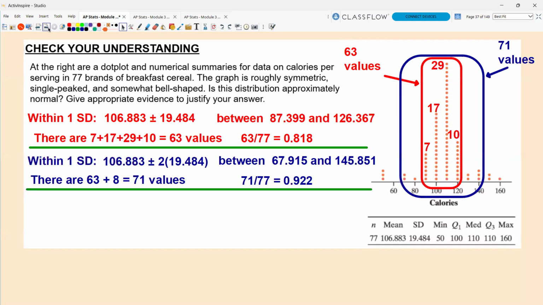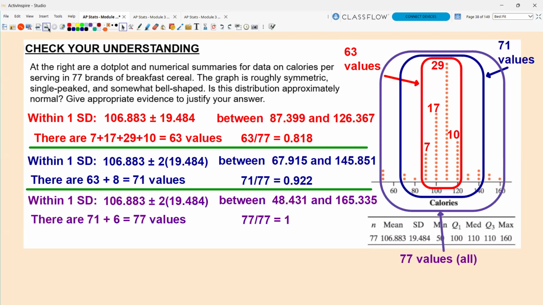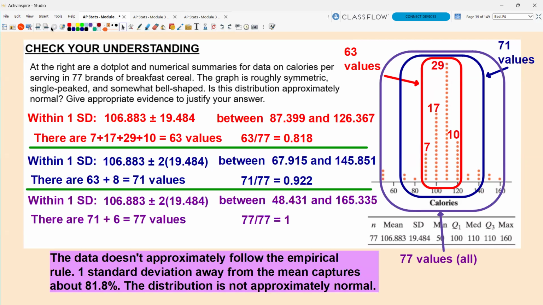We'll go ahead and do the other ones. If I go out two standard deviations, I'm going to get about 92.2%. That's fine. And then three standard deviations is all of them, which is close to 99.7. It's 100%. So the last two are okay. It's just that first one, that 81%, that's too much. Most of that's concentrated within one standard deviation. So it's not going to be considered a normal distribution in this case.